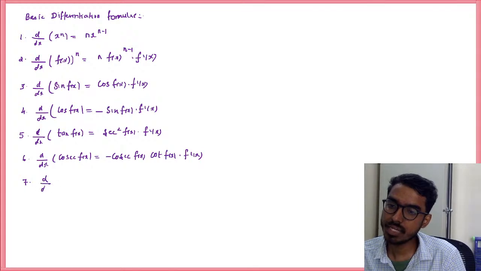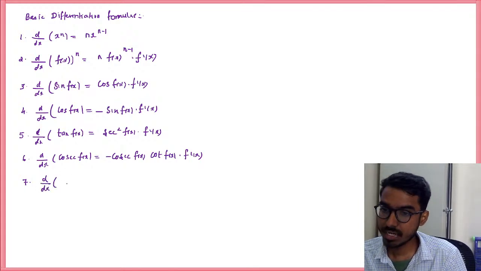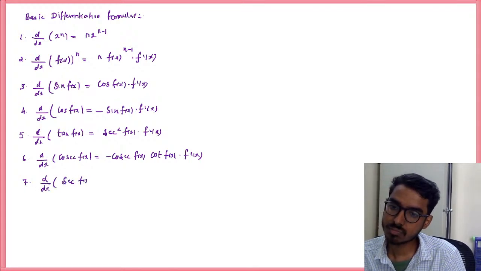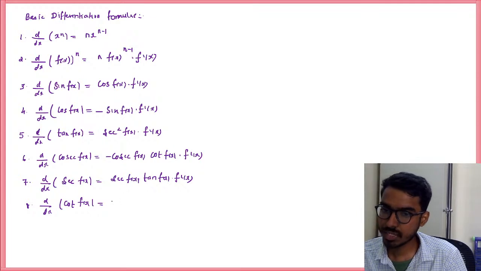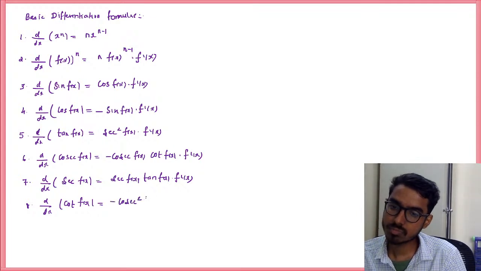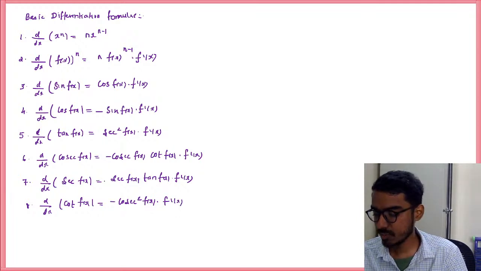Seventh, d by dx of secant f of x will be secant f of x tan f of x into f dash of x. d by dx of cot f of x will be minus cosecant square f of x into f dash of x, right?